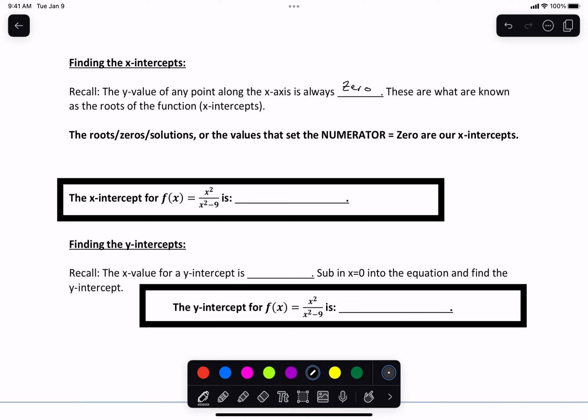So the x-intercept for x squared over x squared minus 9 here, I'll show you the work, just so everybody's on the same page. Does the denominator matter, I guess, is my question. In the interest of solving for x, what would you do?